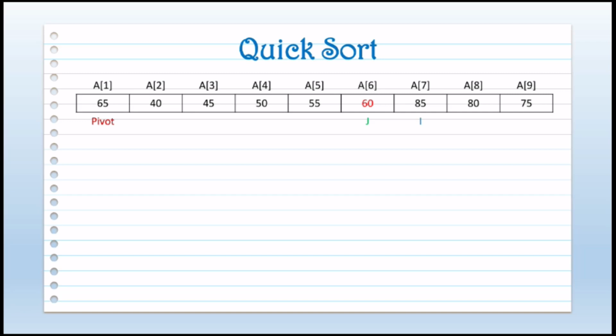So once the value of j crosses the value of i, we have to stop comparing. So this is the second condition. When the value of j crosses the value of i, we have to stop comparing. And after that, whatever the value present on the jth position has to be exchanged with the pivot element, and that position will be the position of pivot element. So 65 will be exchanged with the value present at jth position.